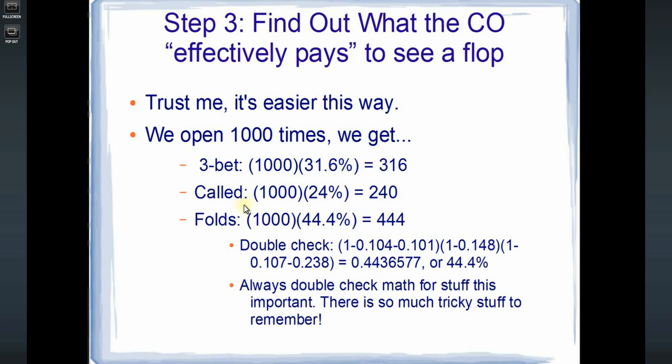All right, so always double check the math for stuff that's important, since there's so much tricky stuff to remember. I've done it many times before. I've seen other people do it many times before, where you make a mistake when you're doing pre-flop or flop calculations because you didn't double check or because you decided to take a shortcut, and then you end up making tons of wrong ranges and tons of incorrect assumptions, and it just ends up wasting a bunch of time and potentially costing you money for a while.